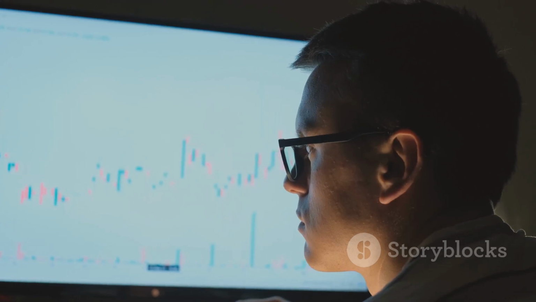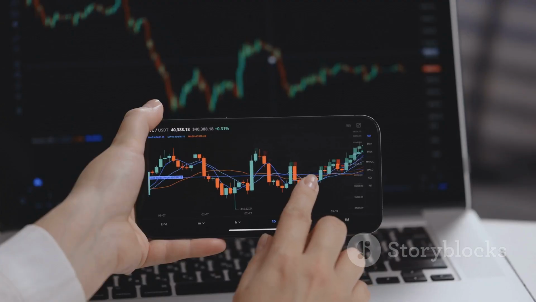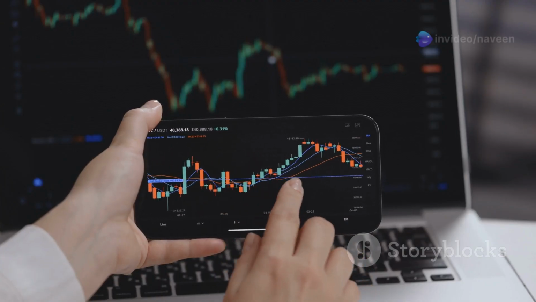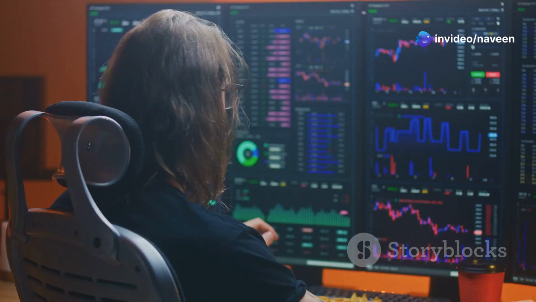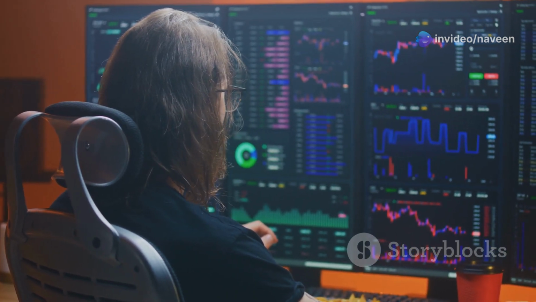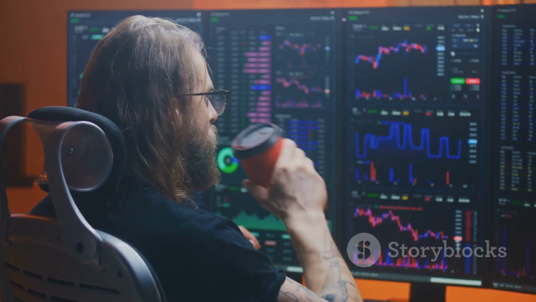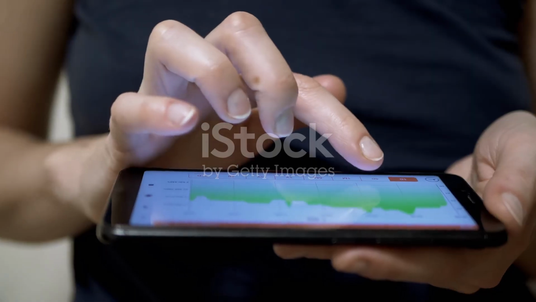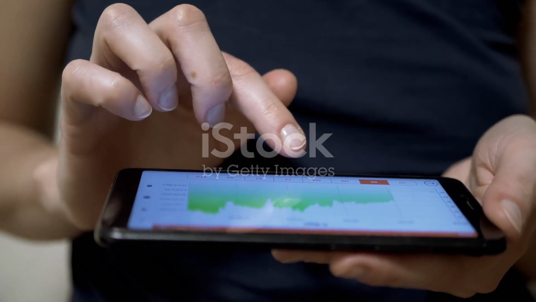Remember, technical analysis is not an exact science. It should be used in conjunction with sound risk management principles. By combining various technical tools and understanding their strengths and limitations, traders can make more informed trading decisions. Practice and experience are key to mastering technical analysis.